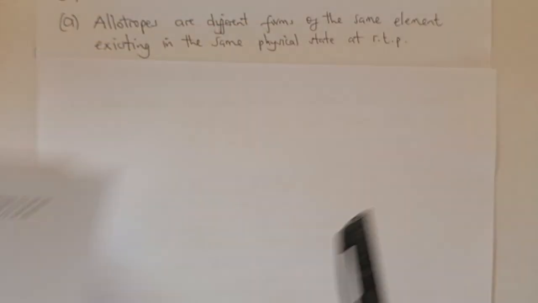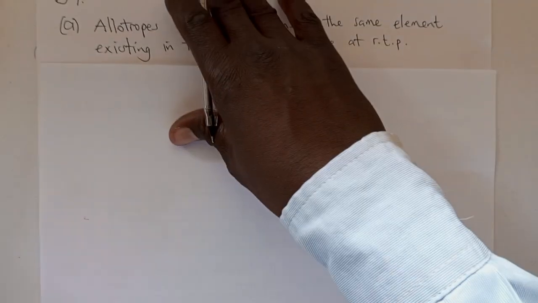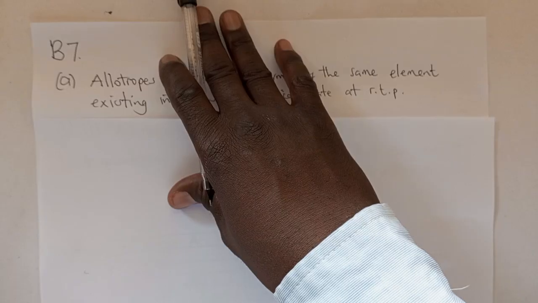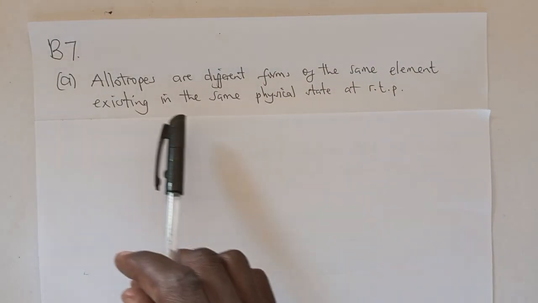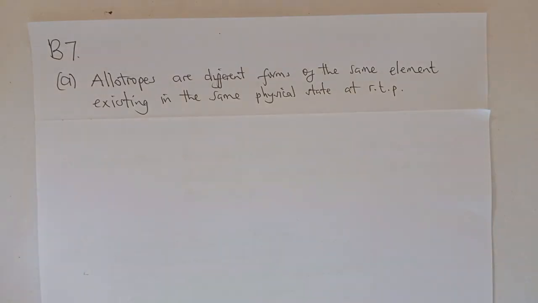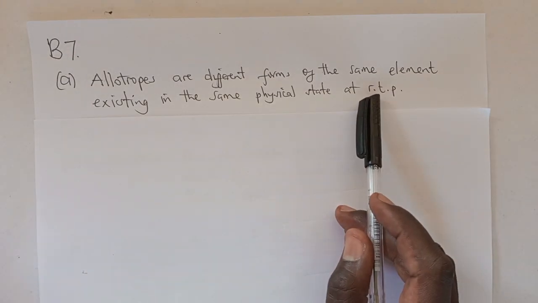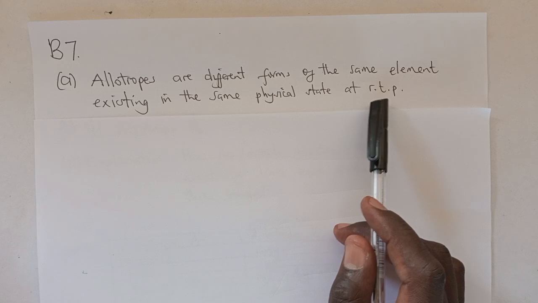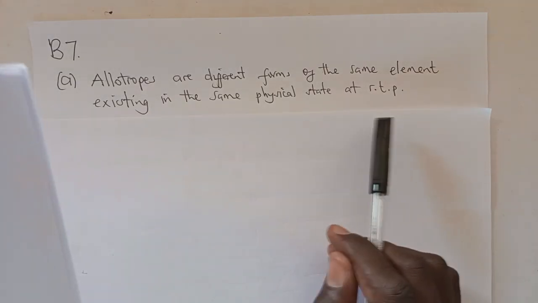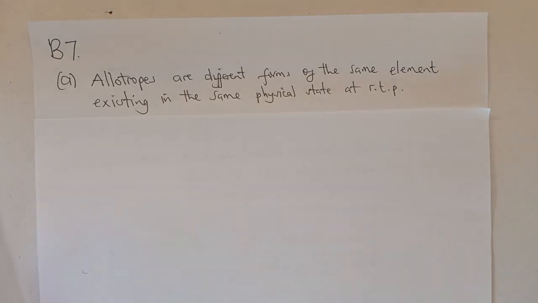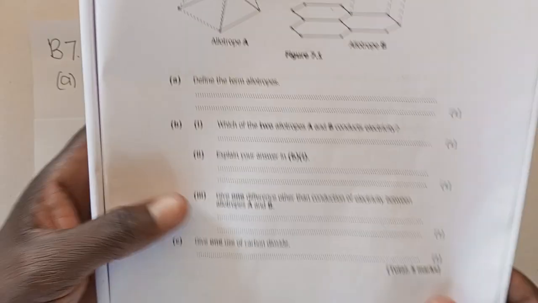So now the answer would be something like this for question B7. Yeah. So allotropes are different forms of the same element existing in the same physical state at room temperature and pressure. Please do not forget this. Okay, this one sort of concludes this definition and rubber stamps the mark of the ECZ markers. Okay, then we move on to the next question.